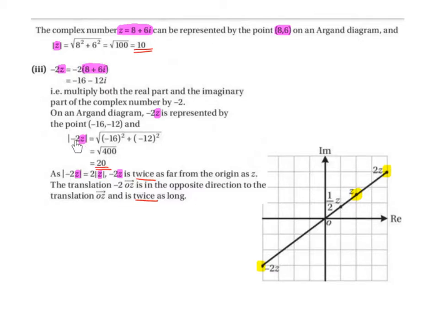So the modulus of minus 2z is going to be root of minus 16 squared plus minus 12 squared, which is root 400, which is 20. As the modulus of minus 2z is equal to 2 times the modulus of z, minus 2z is twice as far from the origin as z. The translation minus 2OZ is in the opposite direction to the translation of OZ and is twice as long.